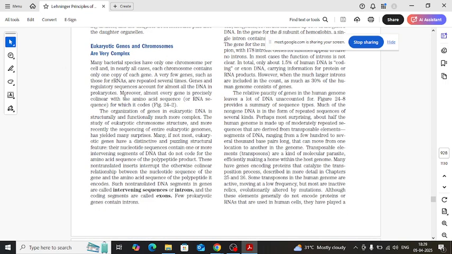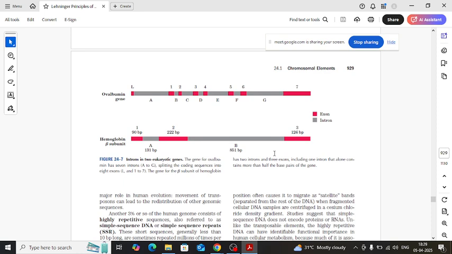So eukaryotic genes and chromosome structure are very complex, right? Because as I told you, eukaryotic genes can contain exons as well as introns. When we study transcription, we will see that after the transcription of the premature mRNA, the introns will be excised to form the mature mRNA, which is called the intron splicing step. So that's why the gene can contain exons as well as introns, specifically in the higher eukaryotes.